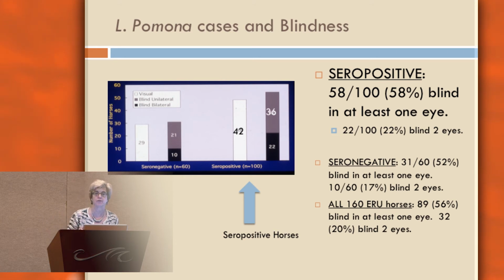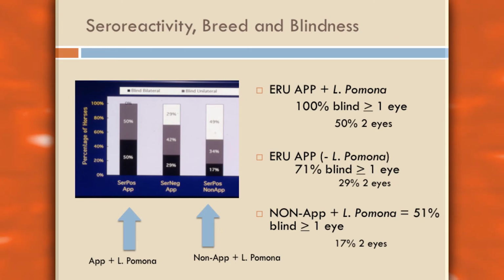So basically, once you've got uveitis diagnosed, recurrent uveitis or persistent, whatever the cause is, I think you better tell that owner that you've got about a 50-50 chance or even a 60-40 chance that you're going to lose vision in that eye. I did find that the Appaloosas who were unlucky enough to contract the disease had a terrible visual prognosis, 100% blind in one or more eyes. And if they didn't have leptospirosis, they still had a high rate of blindness. That was this group right here.